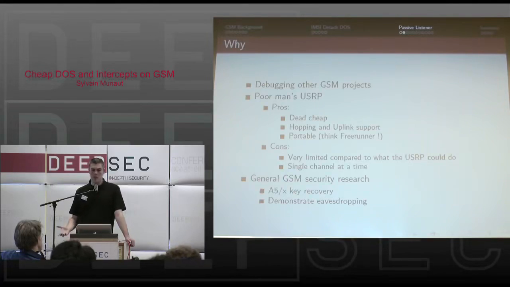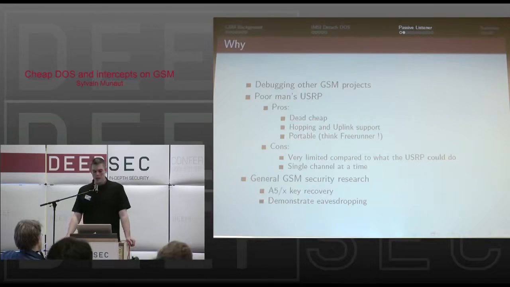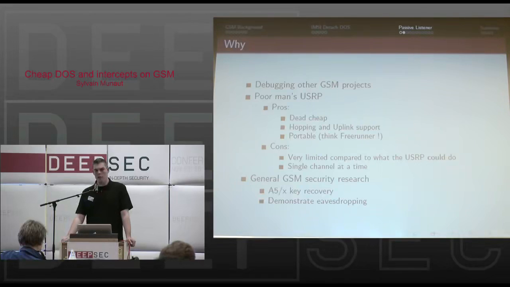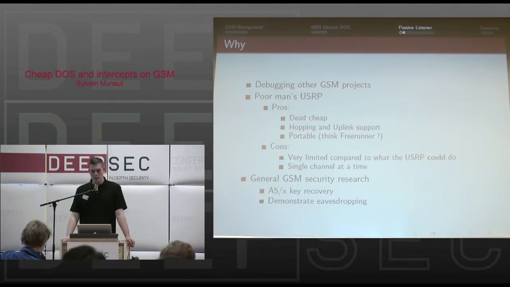It has some advantages. Of course, it's much cheaper because the USRP is like 700 euro plus shipping and stuff. It would have hopping and uplink support, which AirProbe doesn't support in what's published right now. Also, it's much more portable. I mean, I have this always in my bag. I don't have my USRP all the time with me.